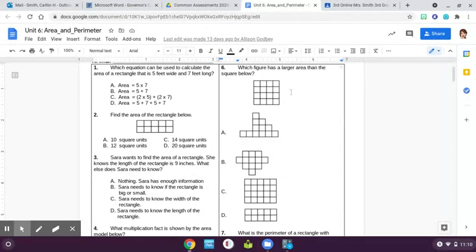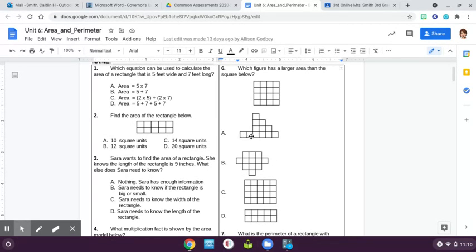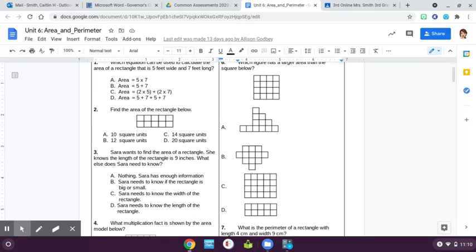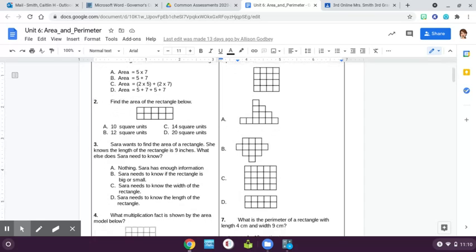20 is more than 16. I want to be sure, so I can just simply count these. 3, 4, 5, 6, 7, 8, 9, 10, 11. That's not more than 16. 1, 2, 3, 4, 5, 6, 7, 8, 9, 10, 11, 12. That's not more than 16. So there's one that is more than 16.